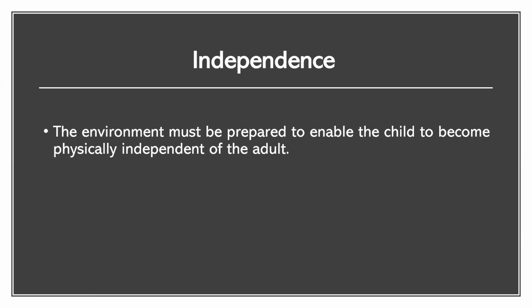The environment must be prepared to enable the child to become physically independent of the adult. Because the child is able to do things for themselves, they start to develop confidence, and with this comes independence. The environment must allow for this both in the way in which the materials are prepared and in the approach of the adults. Again, the child-sized furnishings and materials make them independent because they are not depending on adults for any assistance.